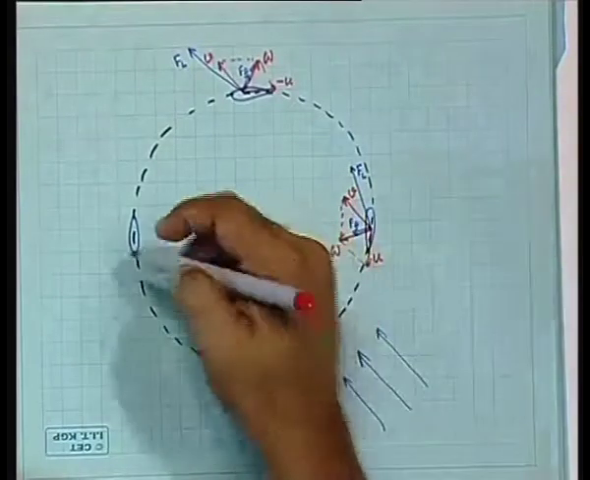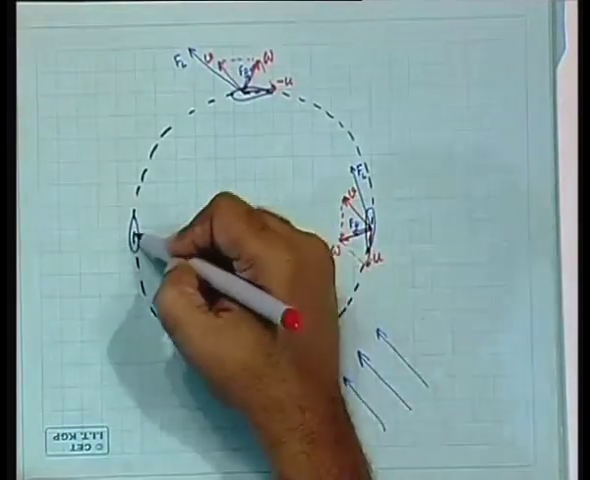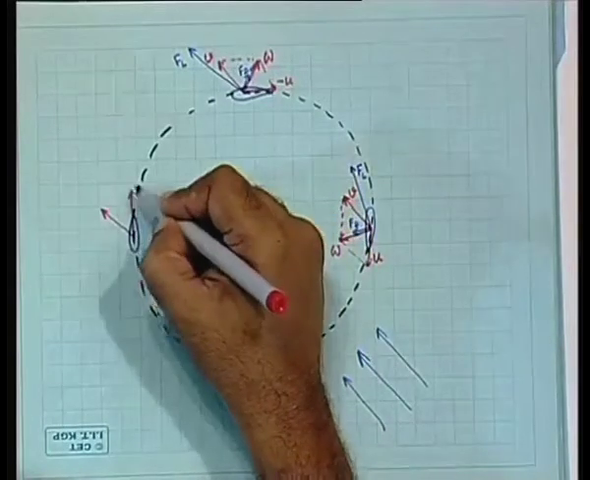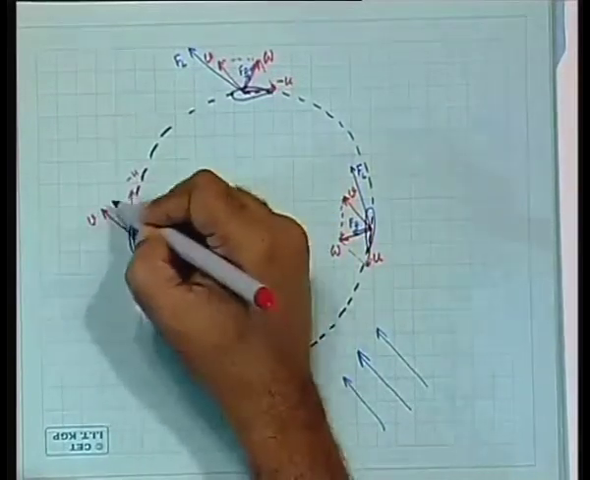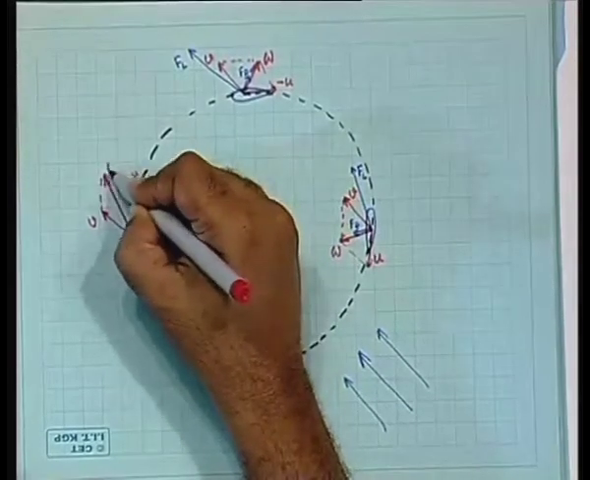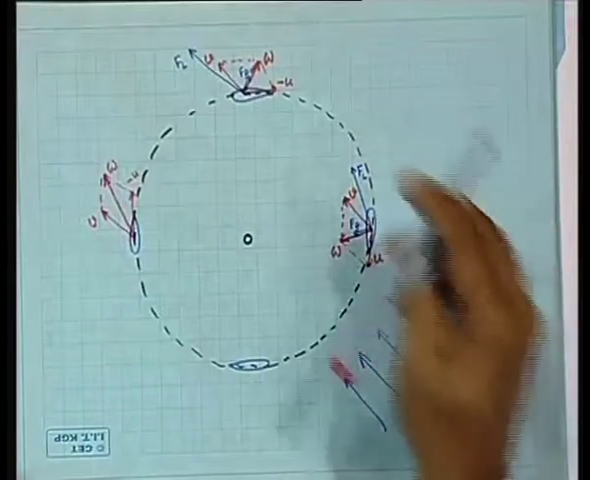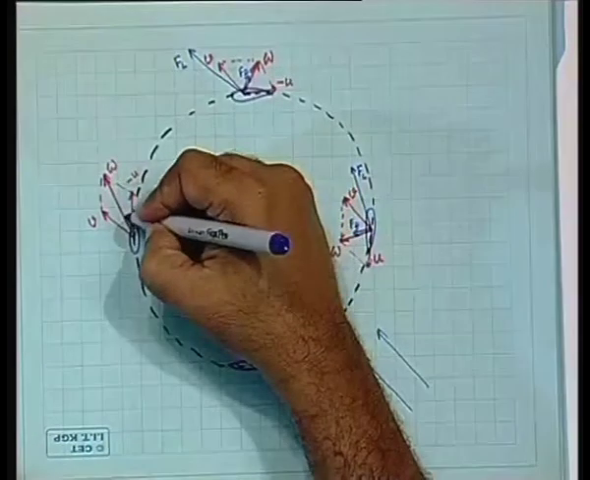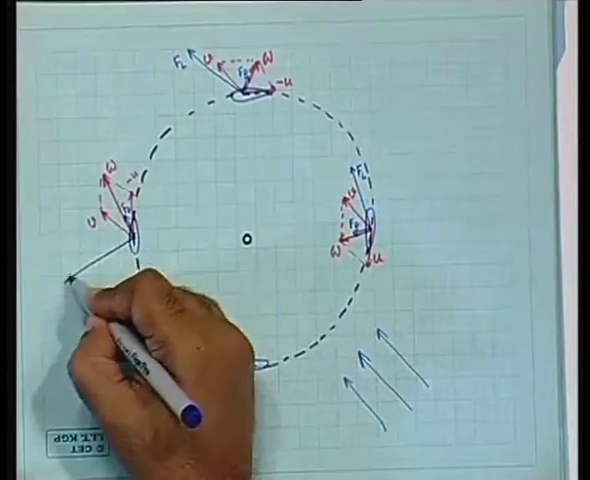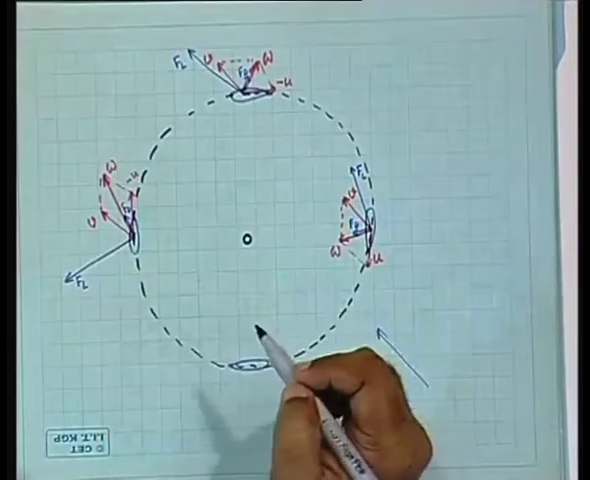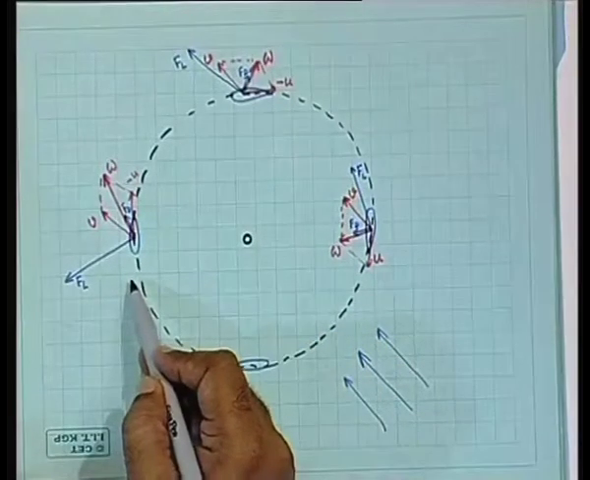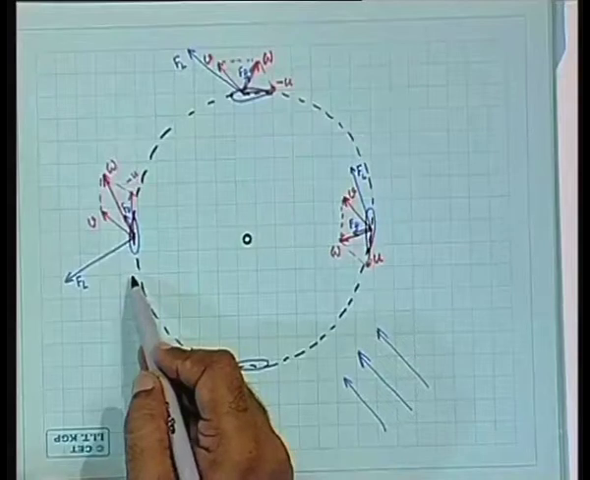Come here, this is the direction of the V and this is the direction of minus U, and therefore this is the direction of W. In this position also this is the direction of Fd and this is the direction of Fl. Still Fl has a component in the positive torque direction.